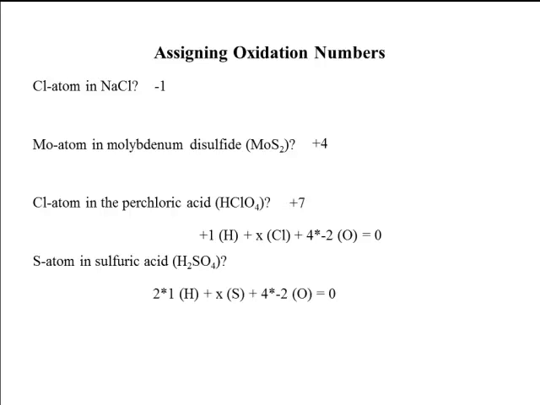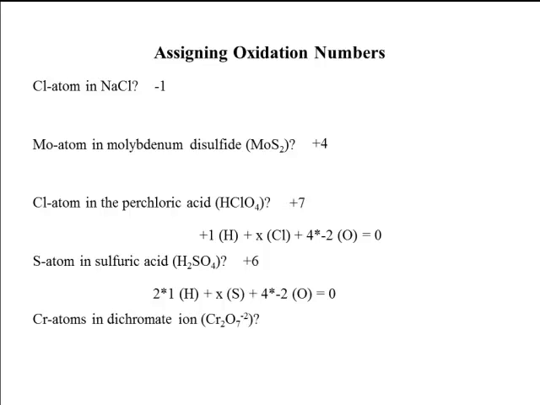Got 2 hydrogens this time, so 2 times a +1, plus X, which is the charge on the sulfur, and I only have one of those, plus 4 times the negative 2 for the oxygen. Set that equal to 0. Solve for X. X in this case is going to be a plus 6. So the oxidation number for sulfur is going to be a plus 6 in this case.